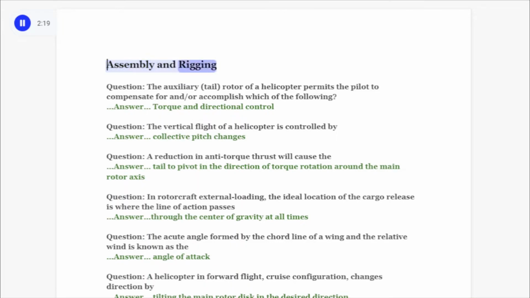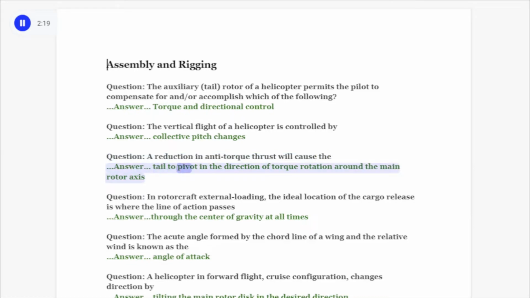Assembly and rigging. Question: the auxiliary tail rotor of a helicopter permits the pilot to compensate for and/or accomplish which of the following? Answer: torque and directional control. Question: the vertical flight of a helicopter is controlled by? Answer: collective pitch changes. Question: a reduction in anti-torque thrust will cause the?